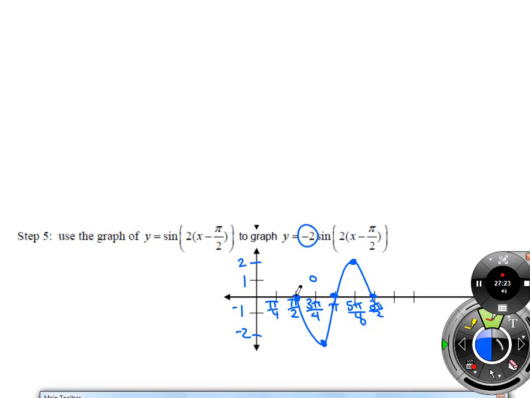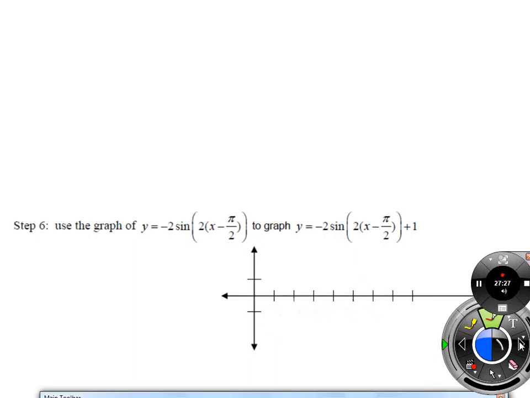Okay. So we have one more transformation to do, and that was the plus 1 at the end of the function. What is the plus 1 at the end of the function going to do? Good. Move it up 1. Now, that means the entire thing, not some points go up higher than they were. The entire thing. The maximums don't get further from the middle than they were. The middle goes up 1. Okay, so do the maximums and so do the minimums.